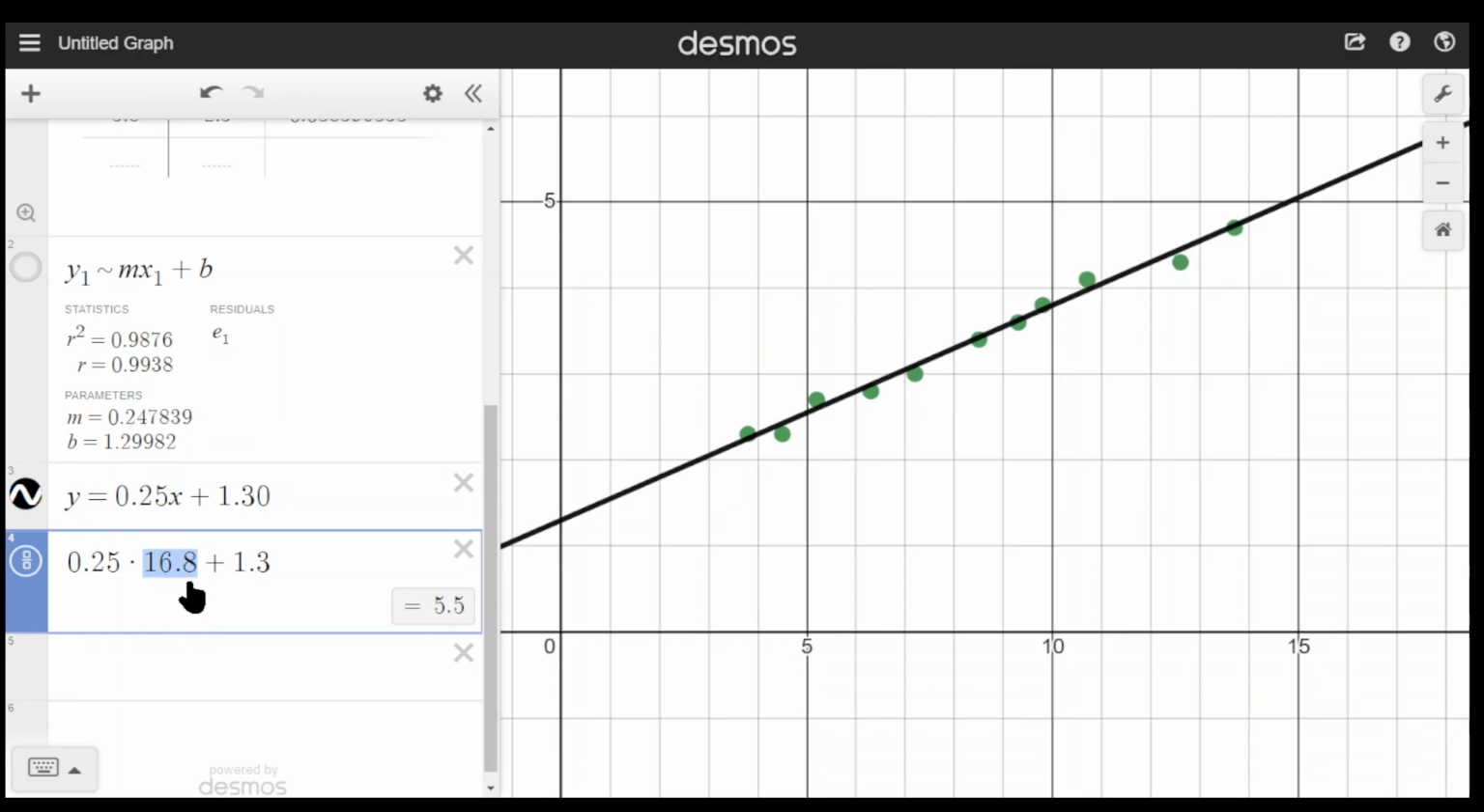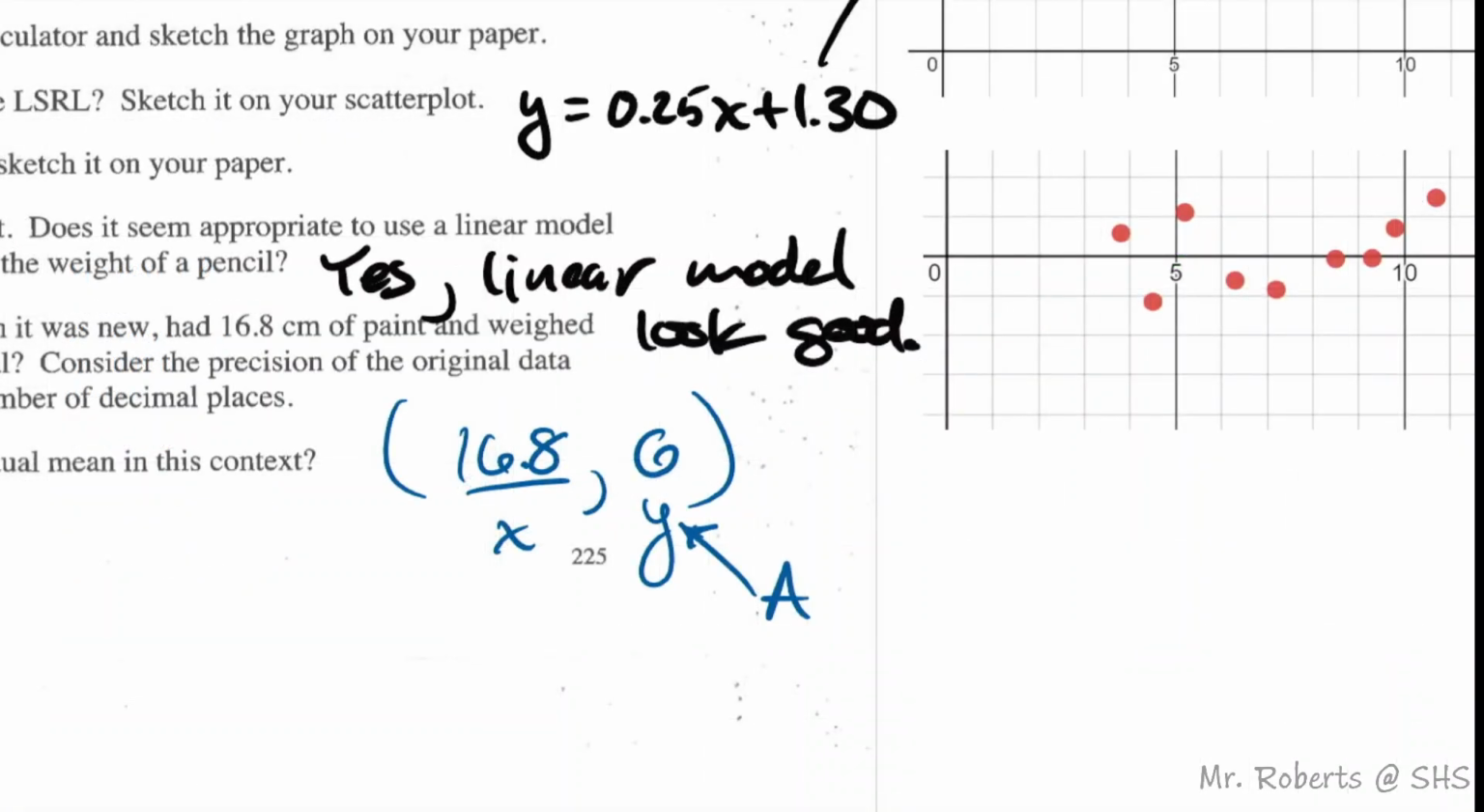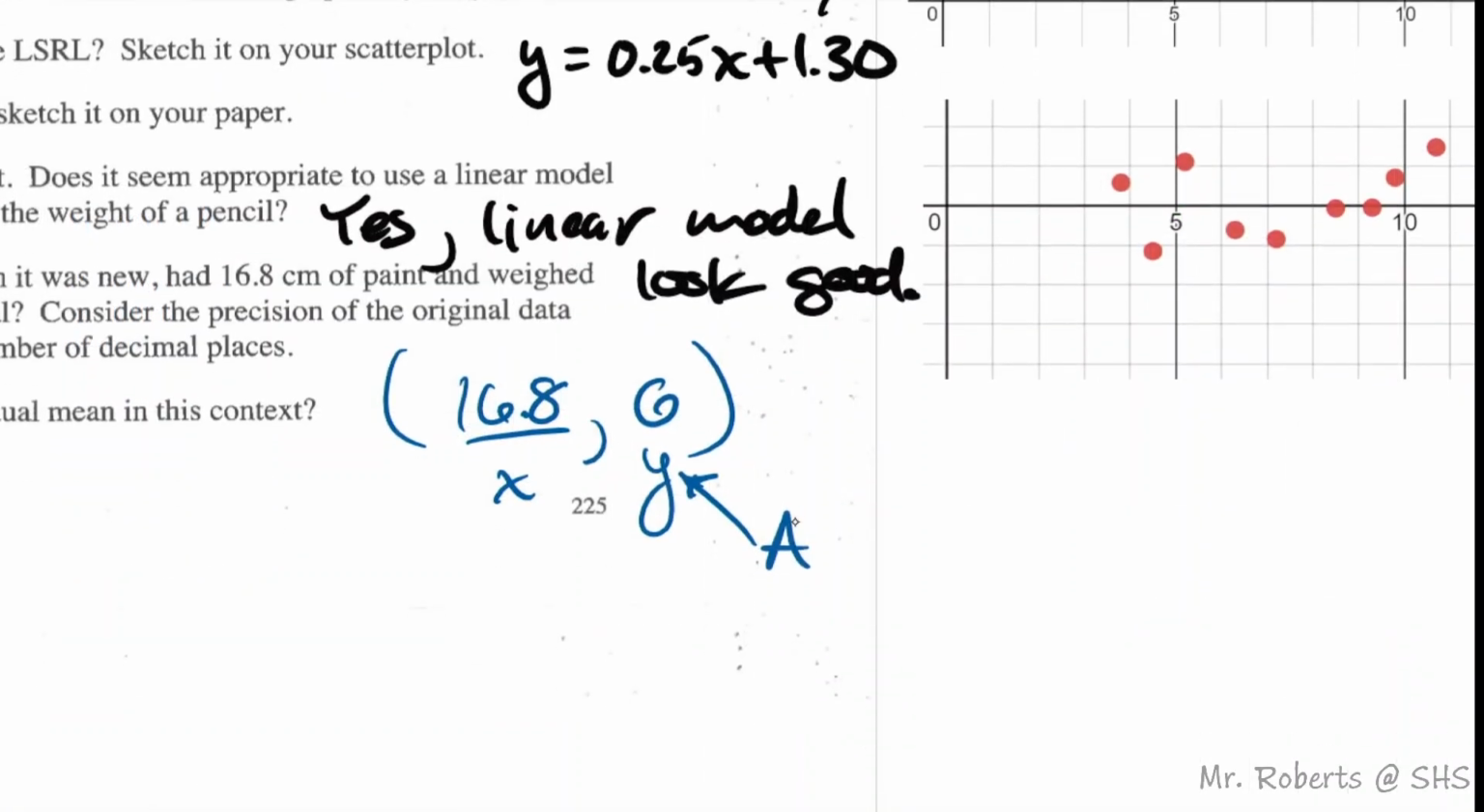So times 16.8 plus 1.3. So 5.9 is what my model predicts. So let's go back to over here. So my actual value was 6. The predicted value was 5.5.